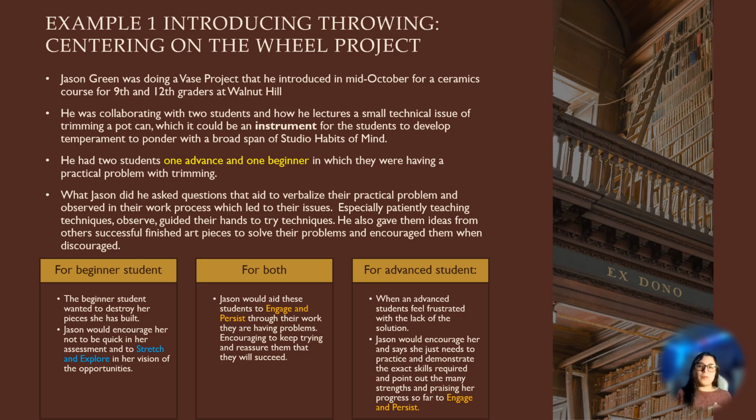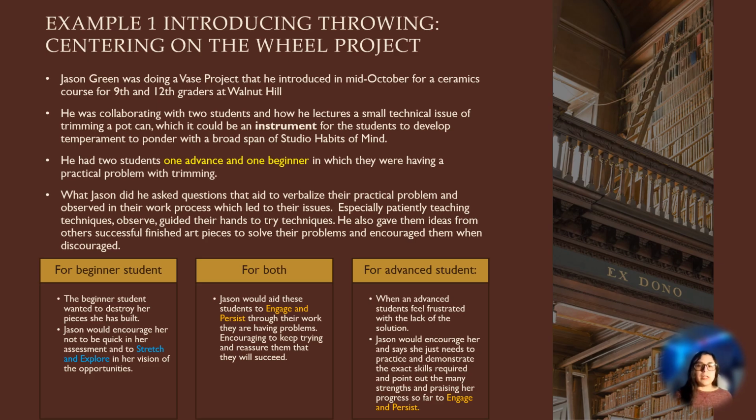And then for the middle ground, for both beginner and advanced students, Jason would aid these students to engage and persist. He would encourage them, as always, through their work. When they are having problems, he encouraged them to keep trying and reassured them that they will succeed. So he was motivating them, even though some students would be discouraged by what they worked on, and instead he would motivate them to continue with what they have and see what they can do with it.